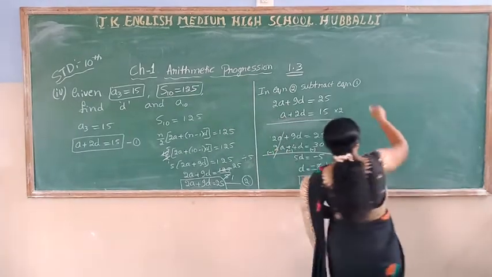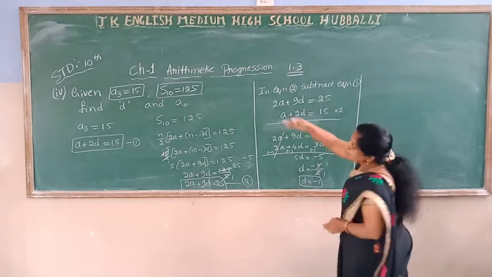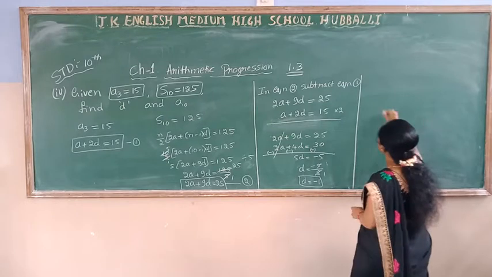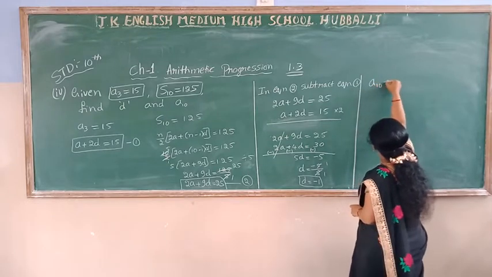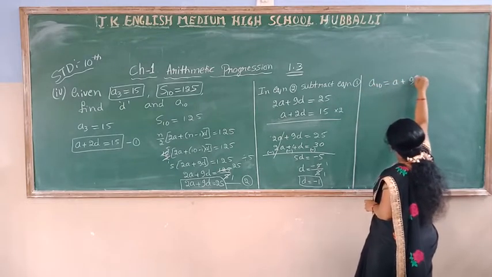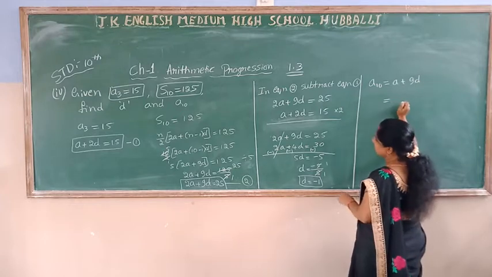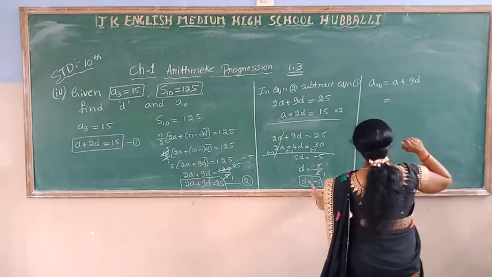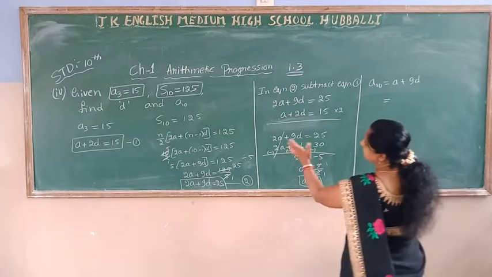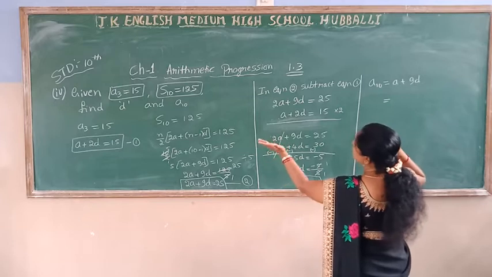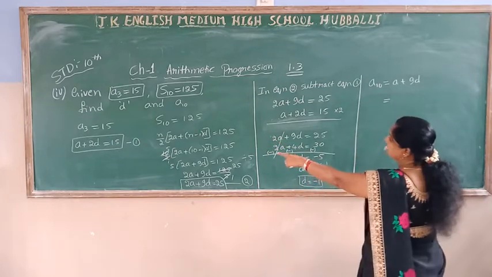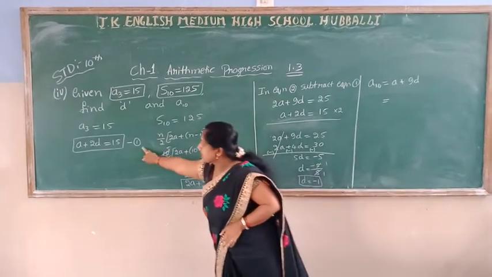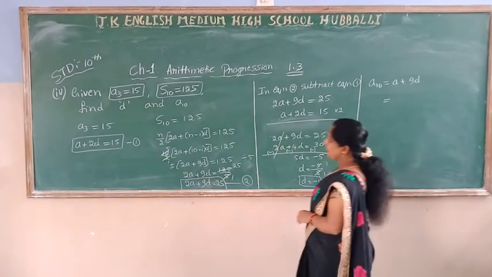After getting one variable value, I can find the final term, the 10th term. How can I write it? A10 I can write as a plus 9d. So I can substitute d is equal to minus 1 in this, because a3 I know. I can substitute in this equation after getting the value of d, and then I am going to get the value of a.